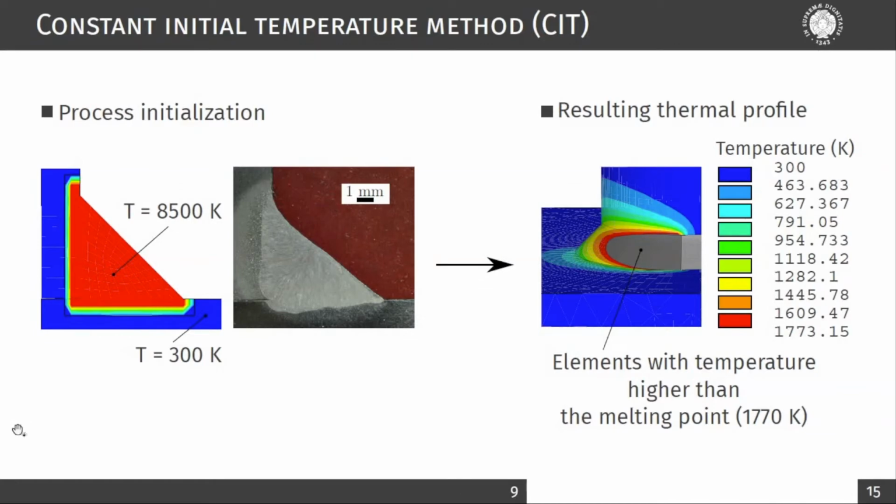The volume set of active elements were sequentially activated to simulate the welding process using the element birth and death technique. The sequential activation of the elements set generates a temperature field as described in this figure. For the sake of clarity, all the elements with a temperature higher than the melting temperature have been highlighted to obtain a qualitative profile of the melted pool.